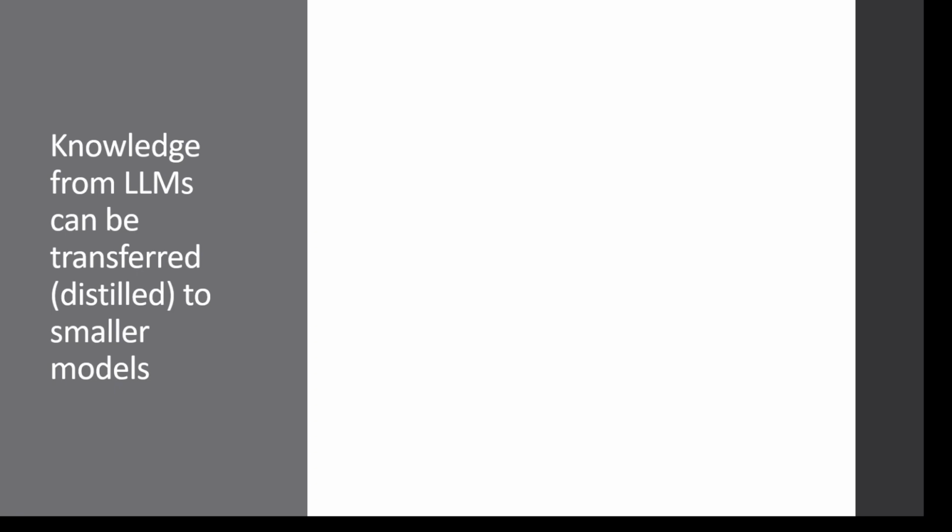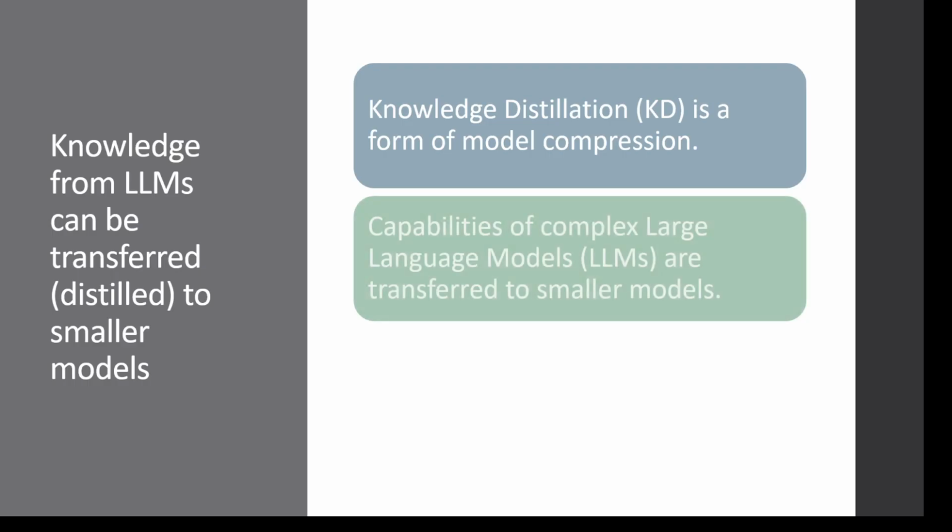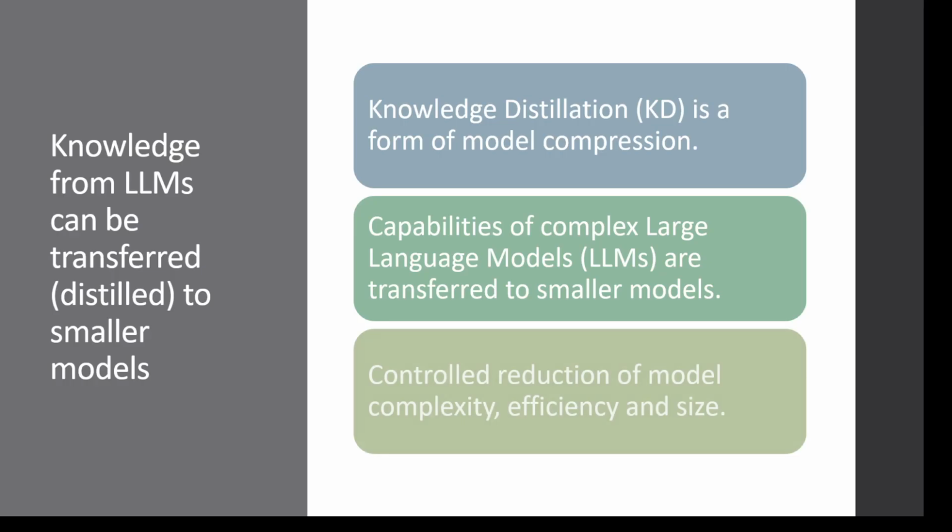The key takeaway for knowledge distillation is that we can take the knowledge learned by very large, complex, large language models and transfer that knowledge to smaller models. So we can think of knowledge distillation as creating a compressed version of that original large language model, and the capabilities can be transferred to a smaller, less complex, and more efficient model in a controlled manner.